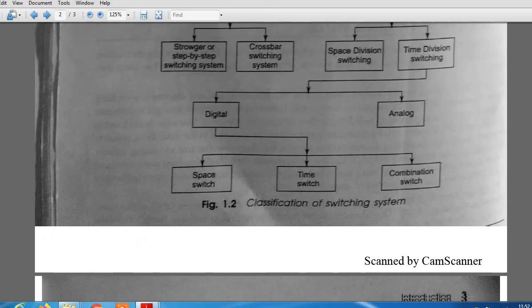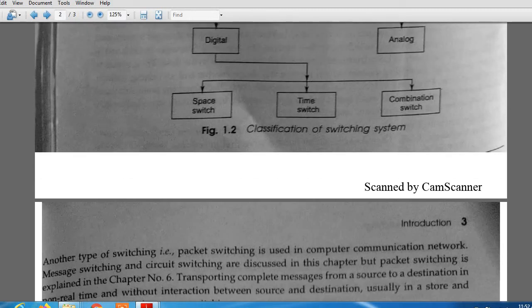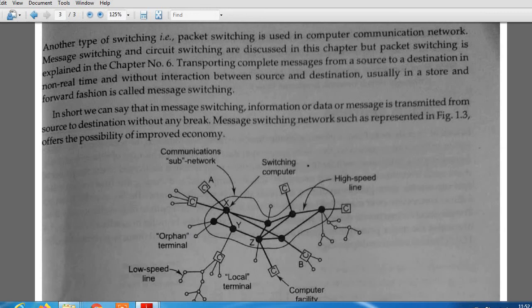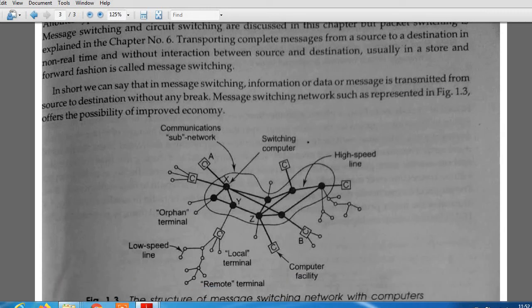Now there are so many types of switching system, depending on how they transfer the data. Switching systems are mainly of two types, message switching and circuit switching. Message switching is when the switching system deals with transferring the message from one point to another. There is another type of switching also, called packet switching. This is actually a modification of message switching.